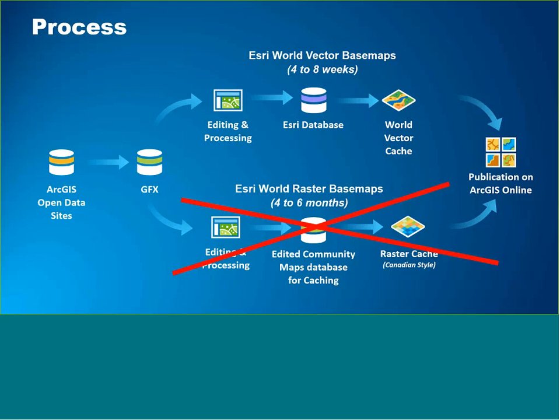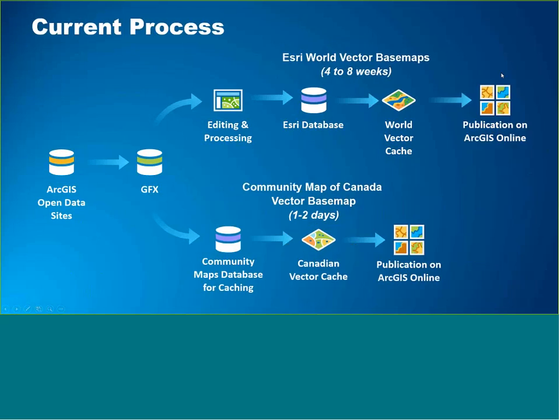So in its place, because we've got a lot of feedback from our contributors, we're looking to speed up the process even more from the 4 to 8 weeks. So we've now put together the Community Map of Canada vector base map with a turnaround time of 1 to 2 days. So how do we do that, you're probably wondering.